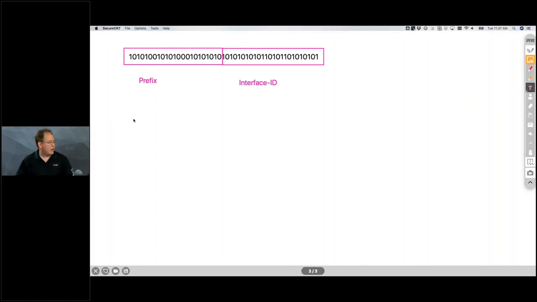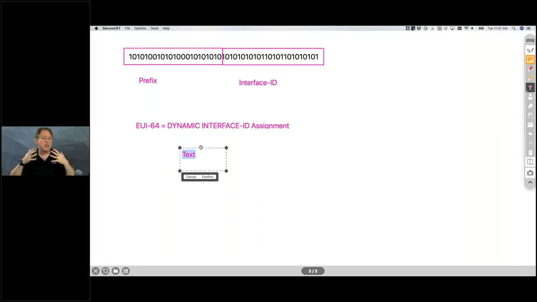And let's look at EUI-64, which is equal to dynamic interface ID assignment. So that's what we're going to look at here, what EUI-64 is all about. All right, so here's how it works. If I'm using the EUI-64 approach, and when IPv6 first started becoming available in like Mac OS and Windows operating systems and stuff like that, when you enabled IPv6 on your NIC card, this is the method it would use by default to come up with its interface ID.